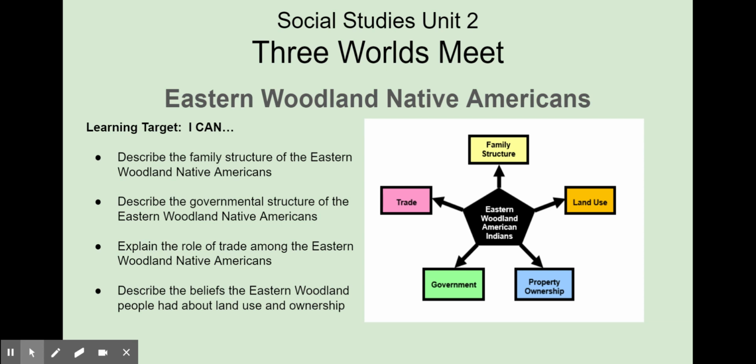Our learning target for this lesson is to describe the lifestyle of the Eastern Woodland Native Americans, including the family structure and the governmental structure. We will also be able to explain the role of trade among the tribes of this region and describe the beliefs these tribes had about the land use and ownership.